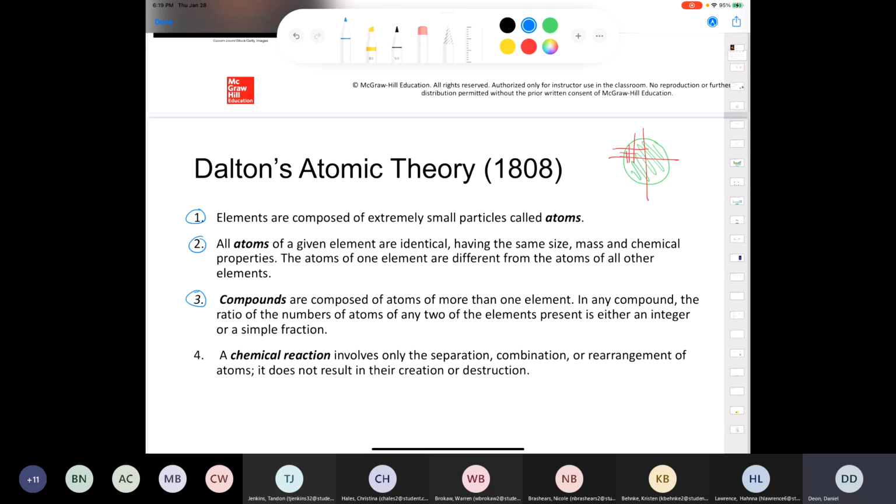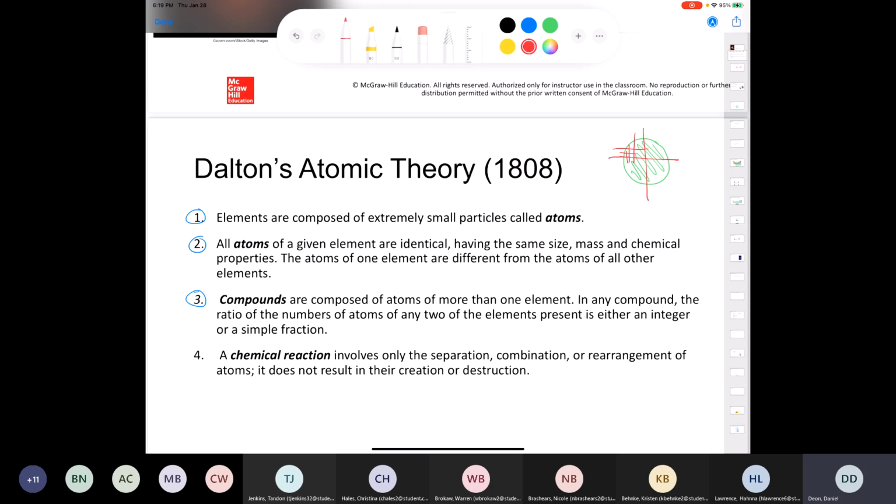In any compound, the ratio of the numbers of atoms of any two elements present is either an integer or a simple fraction. So basically, when we make a compound, we take more than one element and put them together and make something new, but the elements are always present in whole number ratios or simple ratios. Let me give an example.